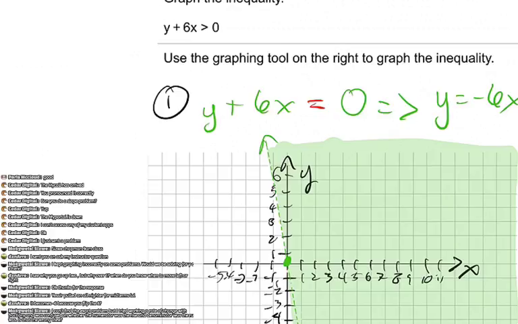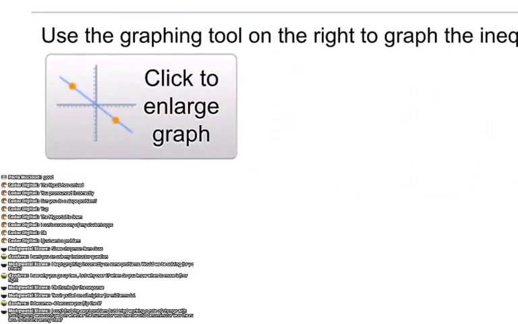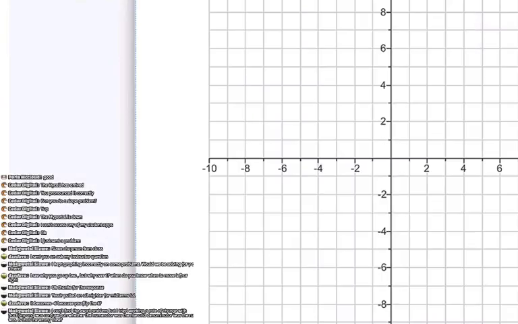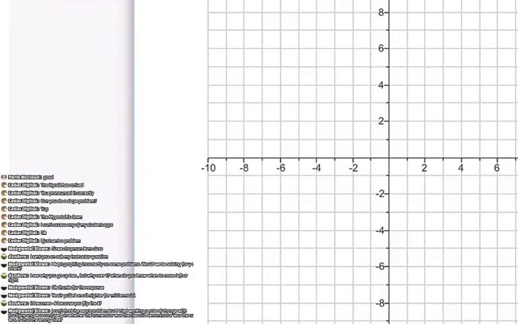Okay, and then let me see if I can actually pull this up so that we can try to graph this properly together. So let's see. I'm just going to graph it, but I don't think I can. I haven't done it so that you guys can see it. I have to do some other stuff.